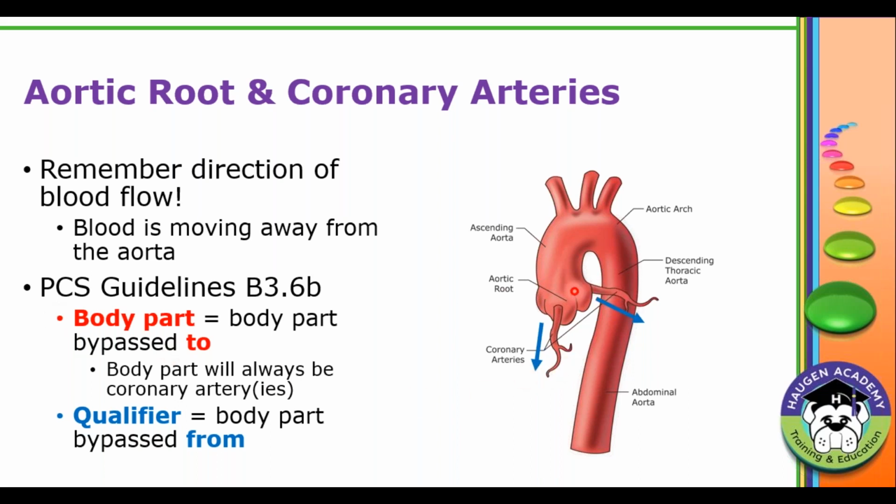And that's because the body part of the coronary arteries is what keeps us in that 0 to 1 table in the heart and great vessels body system. So just remember your body part will always be coronary arteries, and your qualifier could change depending on whether your blood flow is coming directly from the aorta or another vessel off the aorta.